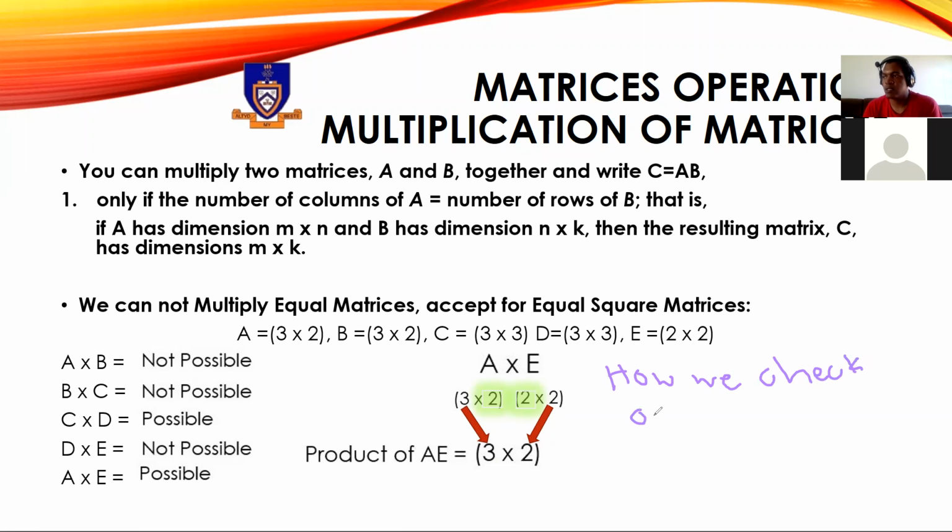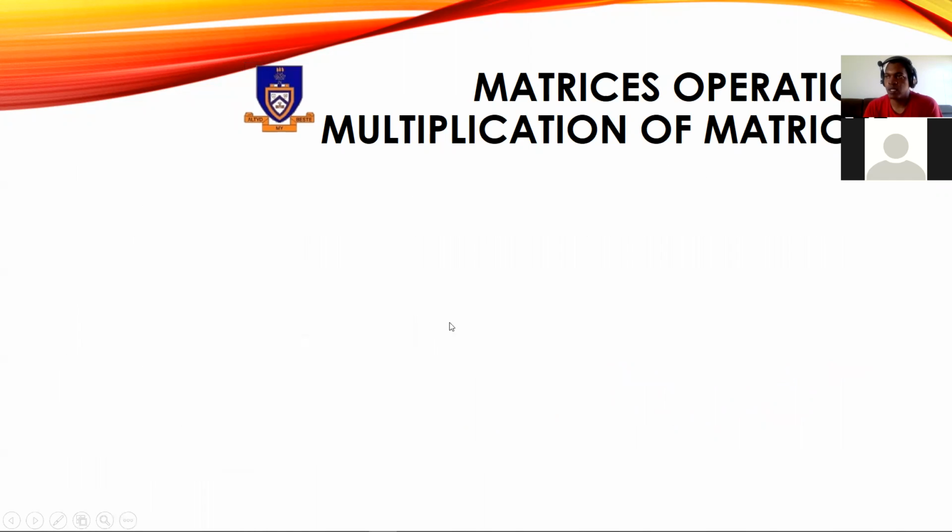How we check our answer. So how do we check if our answer is correct after we multiply a matrix? We take the ones we started with and see that the product must have the first matrix's number of rows, and the second matrix's number of columns. So that is how we will check our answers at the end.